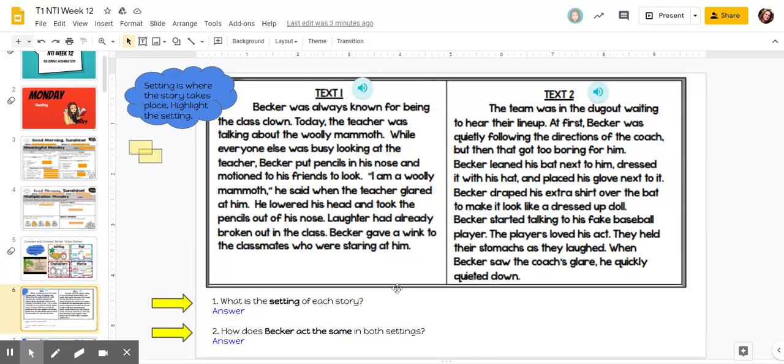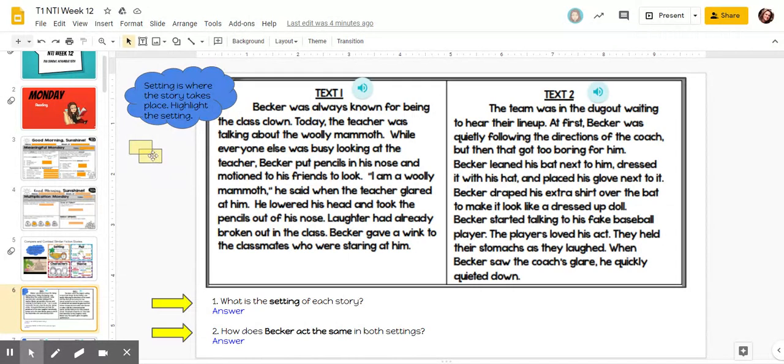So the first thing you're going to be looking at is a pair of texts. We're going to be working on comparing two similar stories. And when you compare them, you're going to be looking at a certain aspect. So after you read or listen to the text, you're going to answer the questions down here at the bottom. What is the setting of each story? So remember that the setting is where the story takes place.